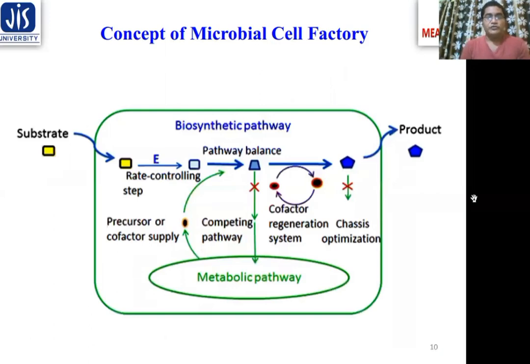So this is another pictorial presentation which shows how the substrate can get in. That will be the rate controlling step, and there are lots of enzymes involved, which will help to carry out the pathway balance. The pathway balance can also consider different subcellular downstream processing of the pathways, like precursor or cofactor supply, competing pathway alterations, and cofactor regeneration systems. Like if you consider some oxygenase reaction, some oxidoreductase reaction, any kind of reduction reaction, then you have to maintain the proper proportion of different redox equivalents.